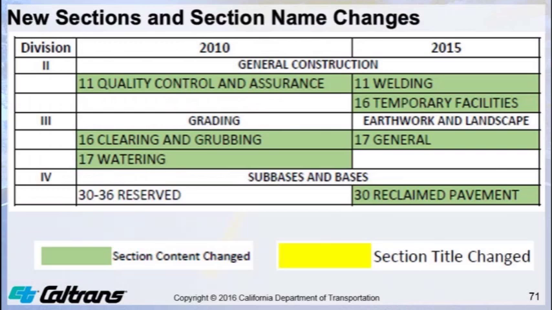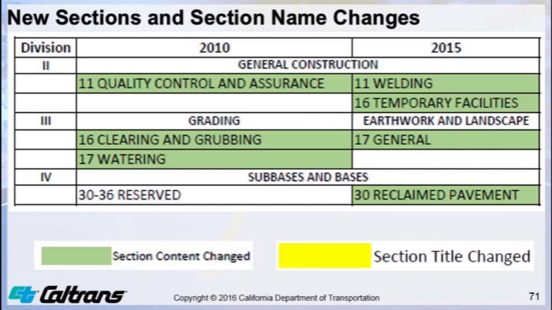We will now cover the changes in the standard specification sections, which include new sections and content changes. The changes to the standard specification sections were done for 4 reasons. First, some of the sections were moved to accommodate the addition of the general sections to the divisions.